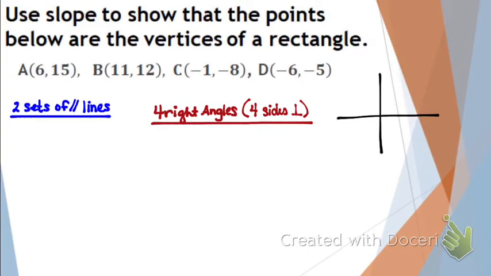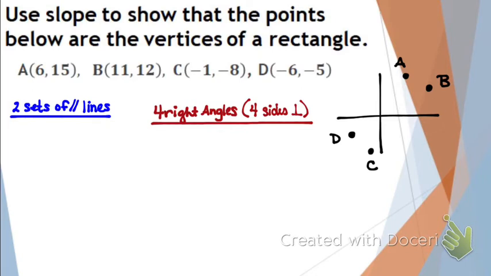So 6/15, that's going to be over here somewhere in quadrant 1. 11/12, I'm going to be further to the right, but not as high. So there's B. C is -1, -8, so he's going to be way over here in quadrant 3. And point D would still be in quadrant 3. It's going to be further to the left and not quite as low. I think that's a rectangle. Hmm? I think that's a rectangle.